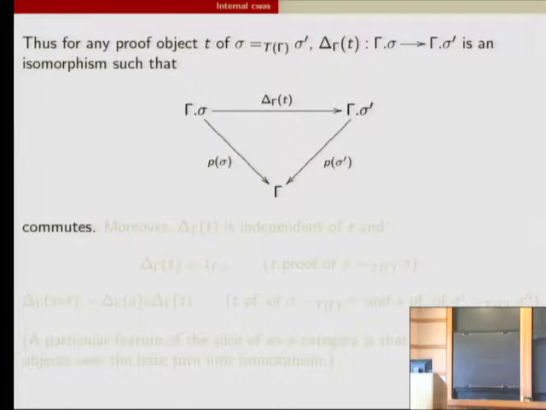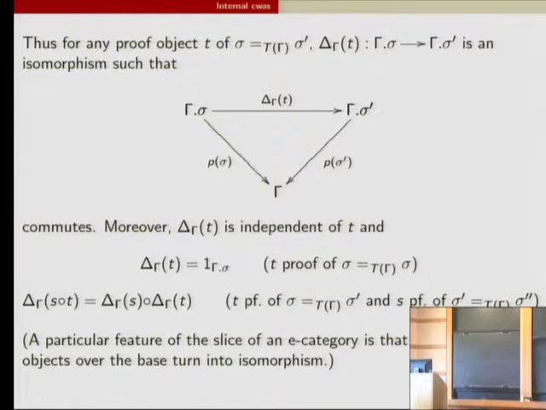Okay, well, it says that for any proof object that these two types are equal in the context gamma, there is an isomorphism. Because in the first category all the morphisms are isomorphisms, so there will be an isomorphism that makes this triangle commute. So it's a kind of canonical coercion of the type sigma to sigma prime here.